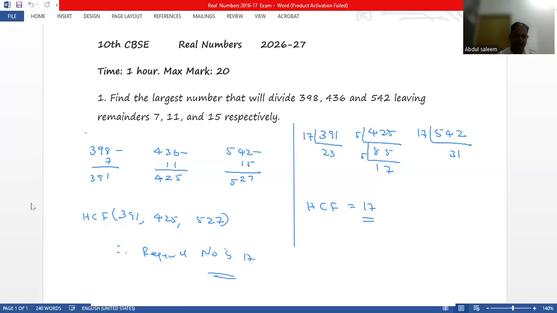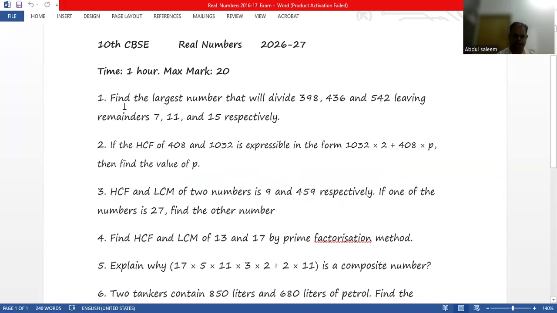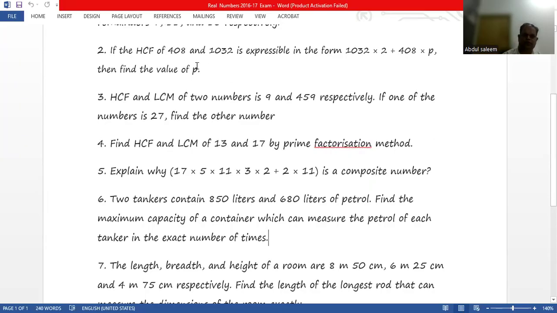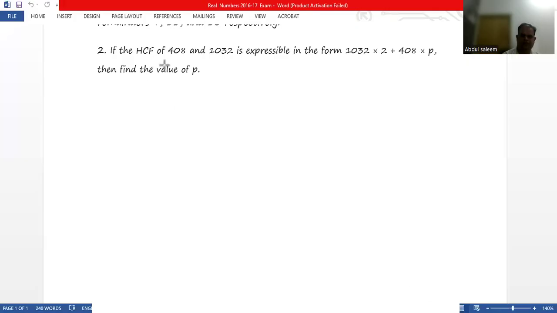The second question: if HCF of 408 and 1032 is expressible in the form 1032 into 2 plus 408 into P, find the value of P. So this expression is the HCF of these numbers. So we have to find the HCF of 408 and 1032.